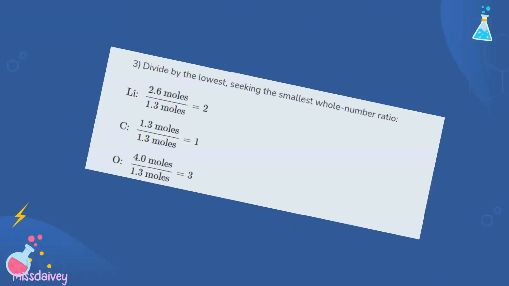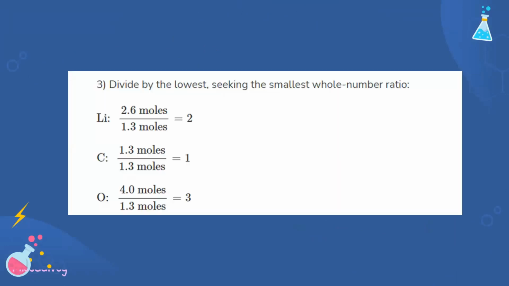Step 3, divide by the lowest, which is 1.3 moles, seeking the smallest whole number ratio. So, lithium 2.6 from the given answer divided by 1.3 moles, which is from the carbon, would give you 2 as an answer. Carbon 1.3 moles divided by 1.3 moles would equal 1. And oxygen 4.0 moles, the answer from above, divided by 1.3 moles, which is the lowest mole from the three given examples. So the answer to this one is 3.